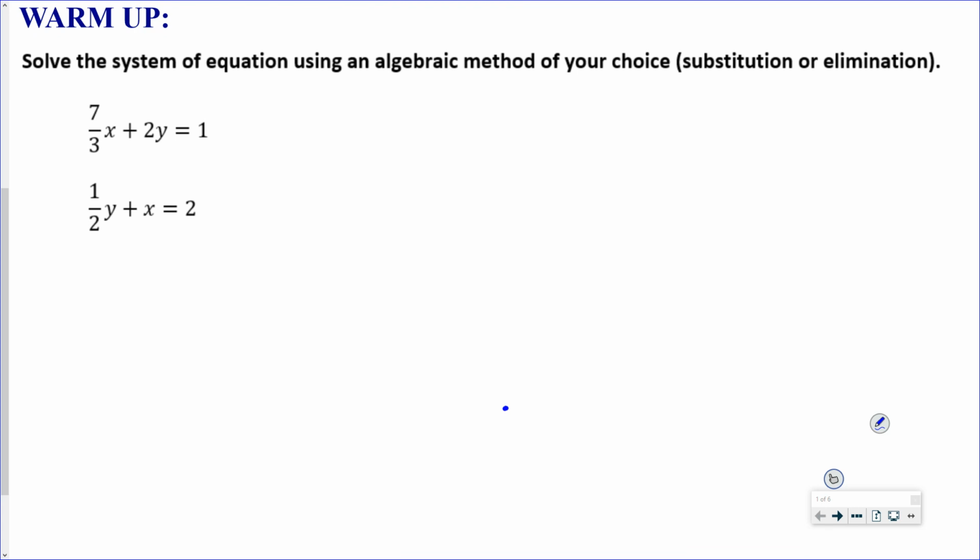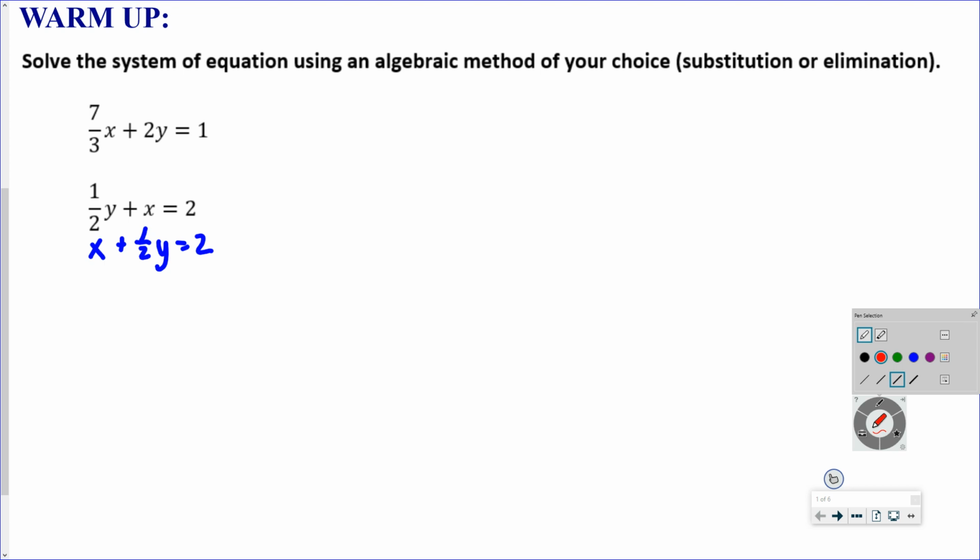If this is confusing to you, feel free to rewrite that. Okay, it's just listing the variables in different orders. That's okay. So I decided to eliminate the y's. So I multiplied this second equation by a negative 4 to make that a negative 2y. Okay, again, you could have done it differently.